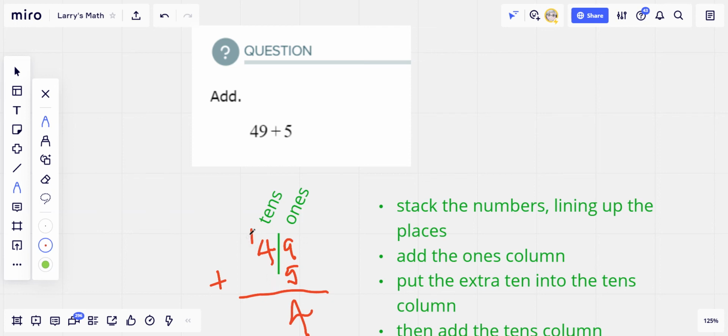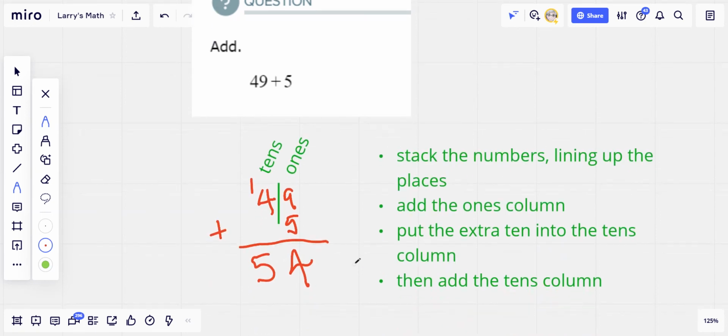And that's not too hard here. We've got a 1 and a 4, so 1 plus 4 is 5. So our answer is 54. So 49 plus 5 is 54. And that is how to add a two-digit and a one-digit number with regrouping.